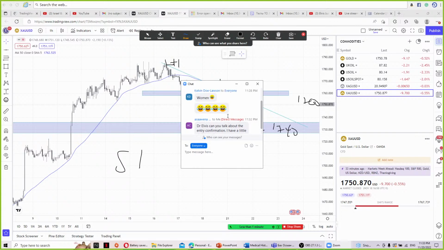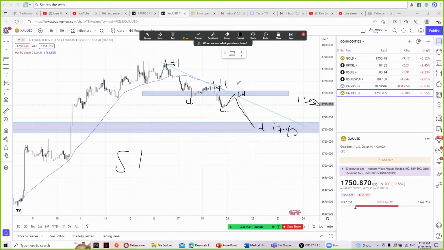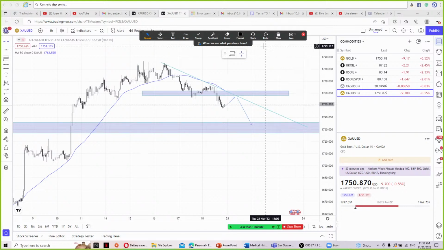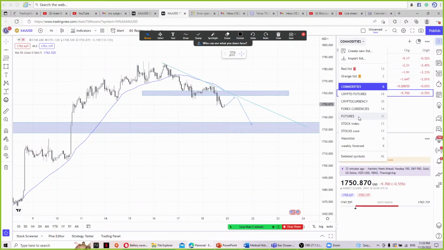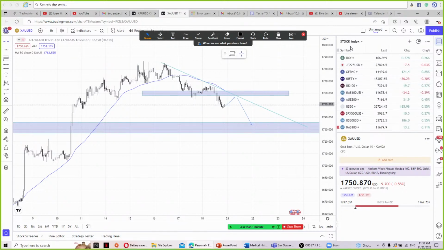Yes, I'll talk about the entry confirmation. All right, so lower highs, that's where you get your confirmation. Then you would sell to this whole side. So my target for gold this week is 1740.